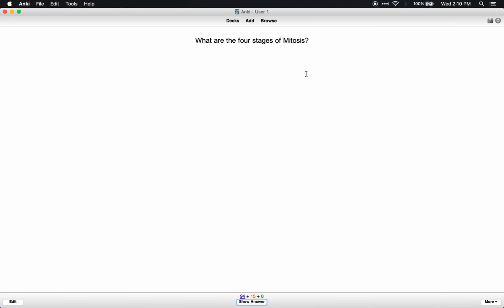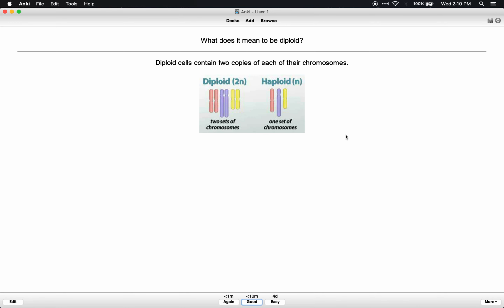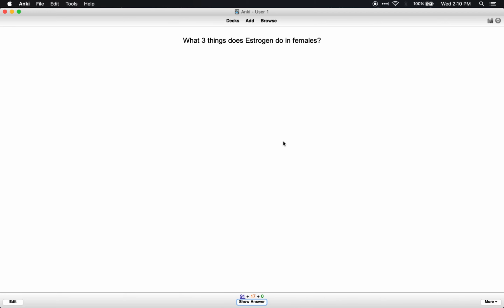The four stages of meiosis are prophase, metaphase, anaphase, telophase. What does it mean to be diploid? Contains two sets of chromosomes, so 46 for us. What is androgen? Any male sex hormone such as testosterone.